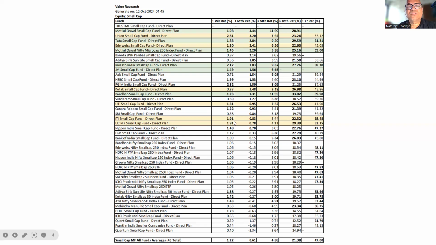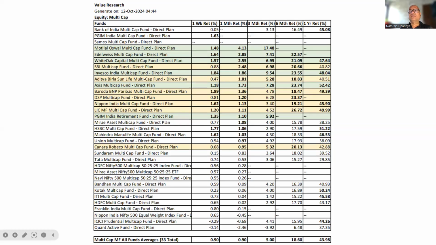And that's it. So that's about small cap funds. Next, we are discussing multi-cap funds. There are 33 multi-cap funds. 0.90 for the week, not impressive. 0.9 for the month, not impressive. 43.98 for the year, again kind of average return.